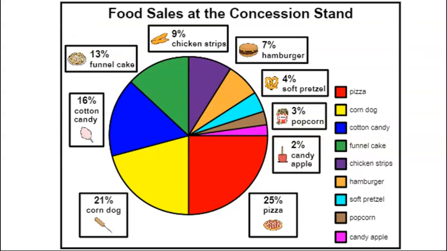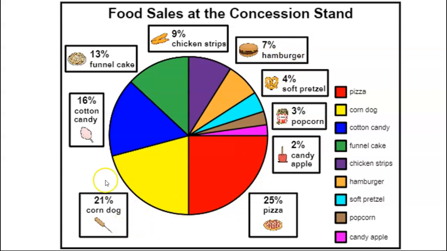Okay, so here is our pie chart. The title of our pie chart is Food Sales at the Concession Stand. It's showing us which foods are bought the most and which foods are bought the least.